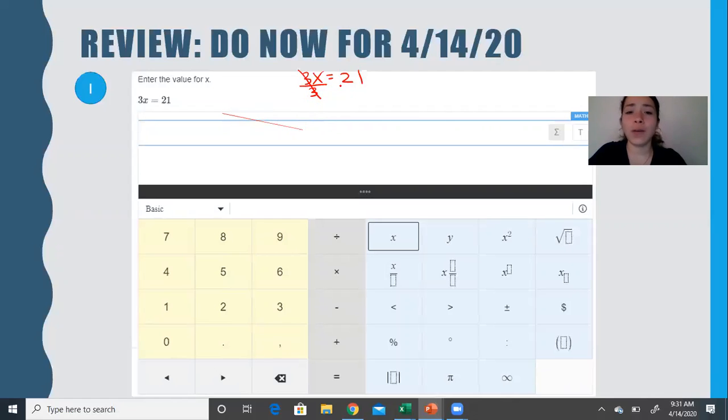Whatever you do to one side, you have to do to the other side. X is equal to 7. Okay. Now on this, because it says enter the value, you only really need to put the number 7, and that would come in here. If you do put x equals 7, I'm still marking that as correct, but you don't have to put the x is equal to, again, because it does say enter the value.